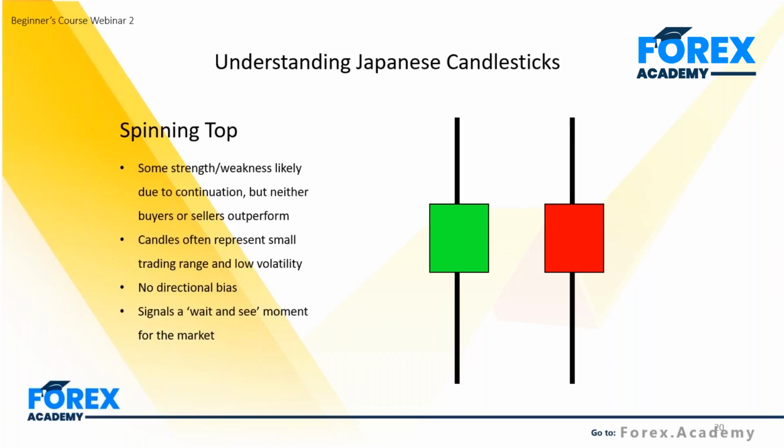Our spinning top candles as well. Now we have two very similar ones, of course. One is bullish and one is bearish, but they signal something quite unique to us. There's some strength and weakness, likely due to continuation, but neither buyers nor sellers are outperforming. These candles often represent a small trading range and low volatility, with no directional bias. It signals a wait-and-see moment for the market. However, it's not necessarily a doji candlestick, which we'll discuss next.